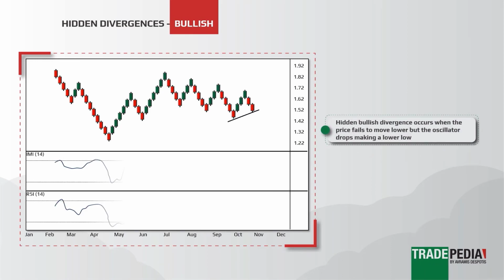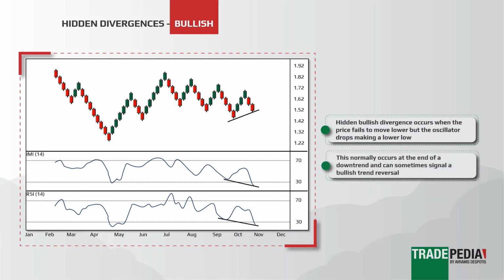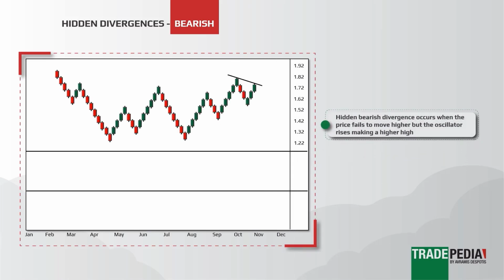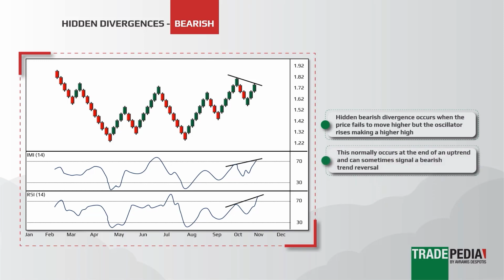How to spot hidden divergences. Hidden bullish divergence occurs when the price fails to move lower, but the oscillator drops, making a lower low. This normally occurs at the end of a downtrend and can sometimes signal a bullish trend reversal. A hidden bearish divergence occurs when the price fails to move higher, but the oscillator rises, making a higher high. This normally occurs at the end of an uptrend and can sometimes signal a bearish trend reversal.